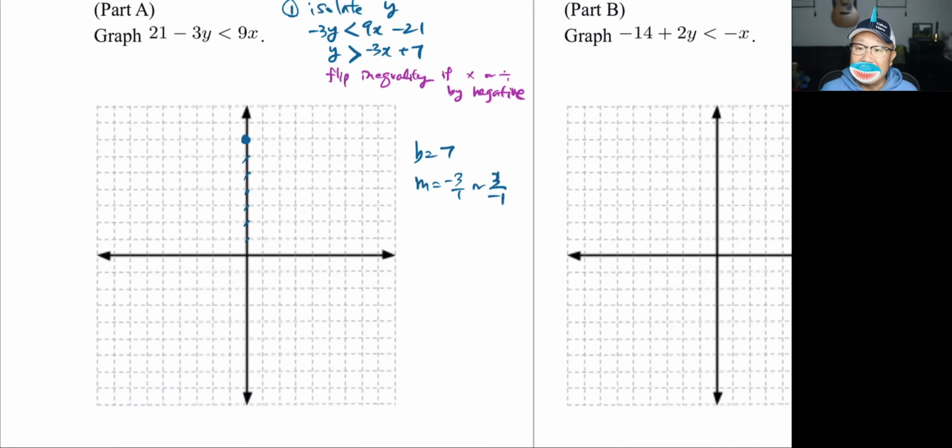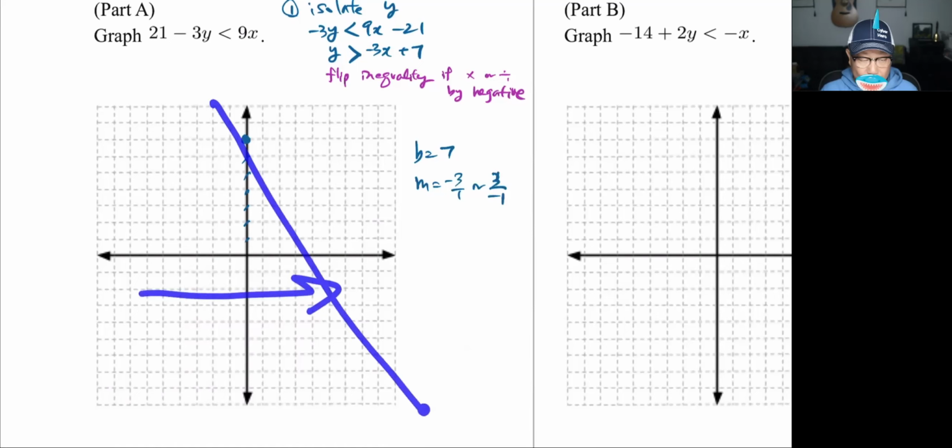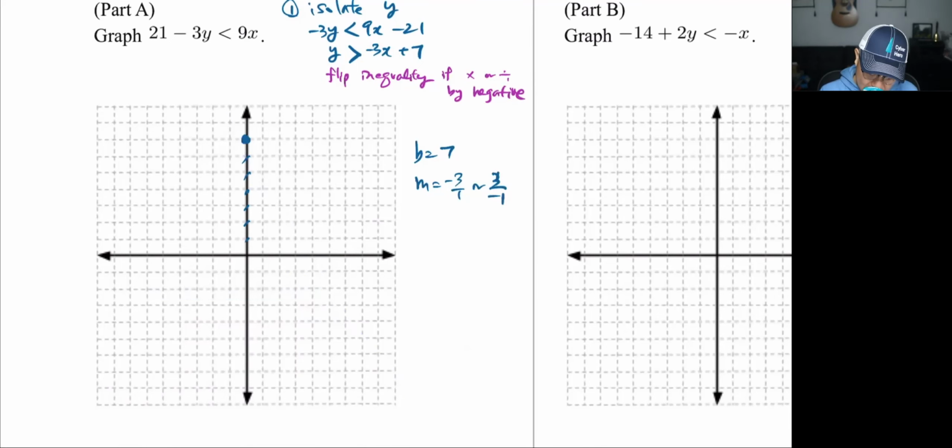First of all, it's negative, which means when you're going from left to right, it must be going down. Because it's 3, it must be fairly steep, right? So it says we go down 3, right 1. Down 3, right 1. Down 3, right 1. Down 3, right 1.